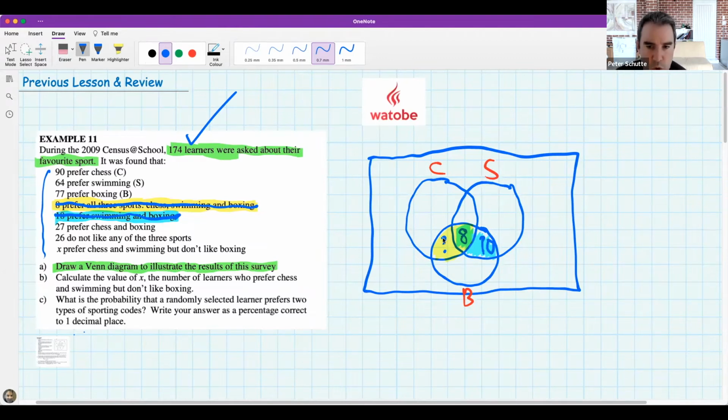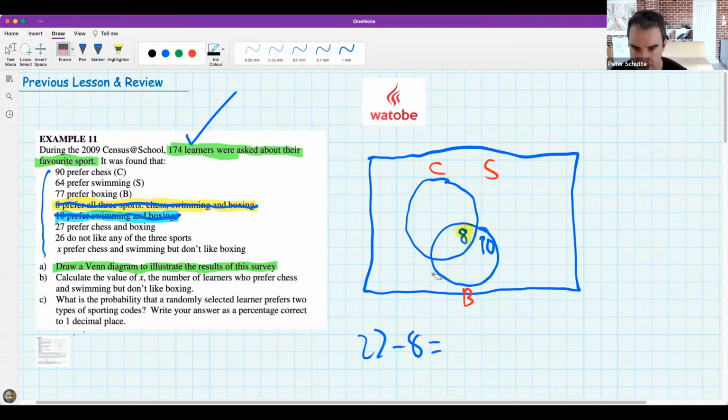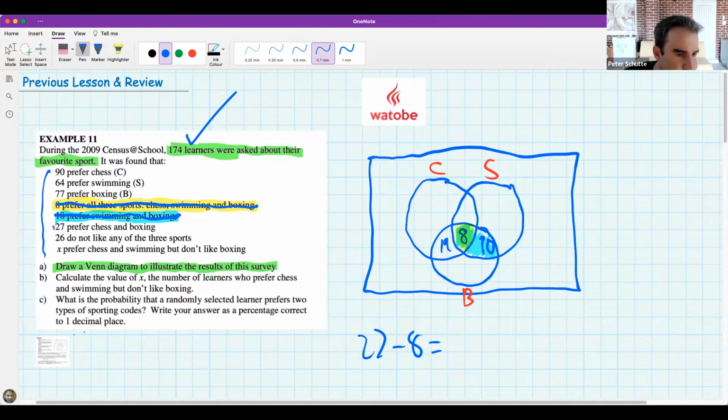So I know 27 in total. So this is just going to be 27 minus 8, which gives me 19. Let me put that. Now, I want you to think about, so we've got that.